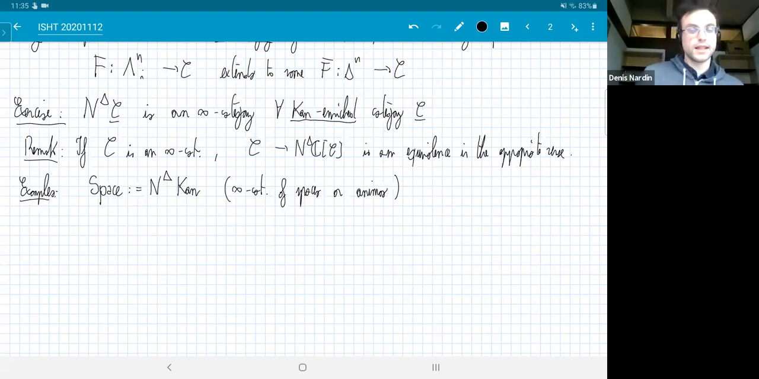Even if, word of warning, this is very much not the same as the coherent nerve of Top. It's a subcategory of that guy, which corresponds to spaces with the homotopy type of a CW complex. But that's what I'm going to do.